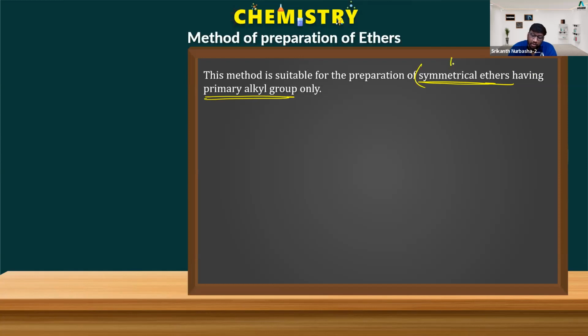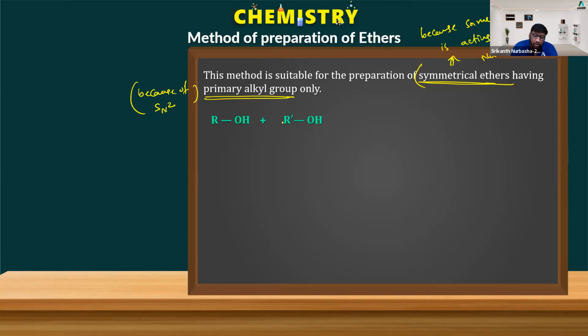Why? Because the same alcohol is acting as nucleophile and electrophile. The electrophile is actually the protonated alcohol, not just alcohol, and it is the primary alcoholic group only because of SN2 attack. If it is SN2, the repulsions have to be minimum.